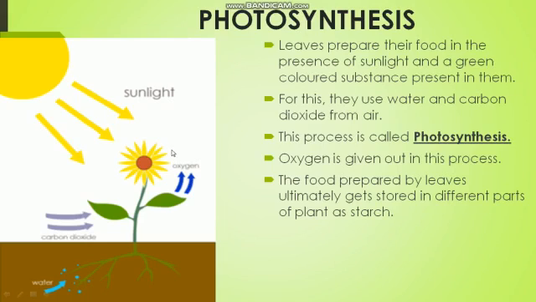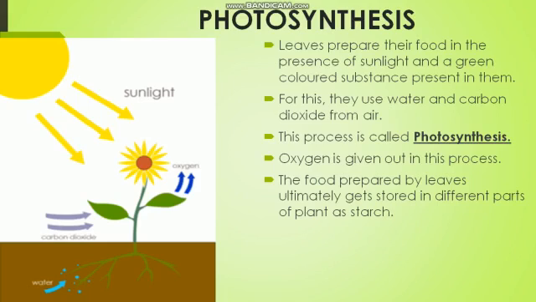Then comes the process of photosynthesis, which we have all studied in the previous classes. How do leaves survive only on water? It cannot survive. So the plant prepares food for itself, and the process through which the plant prepares its food is known as photosynthesis. It needs light and a green colored substance present in the leaves. That green colored substance is known as chlorophyll. For this, they use the water and carbon dioxide from the air. This process is called photosynthesis.